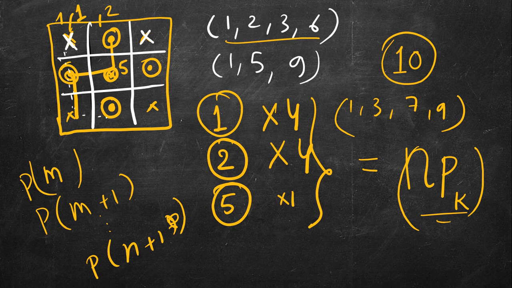So you just need to find these values. Patterns starting with letter 1 or this position, patterns starting with this letter, and you can multiply by 4 to cover other cases, and patterns starting from center. So how we will find a pattern of a given length starting with a certain value. So we have this grid, 3 cross 3 grid.